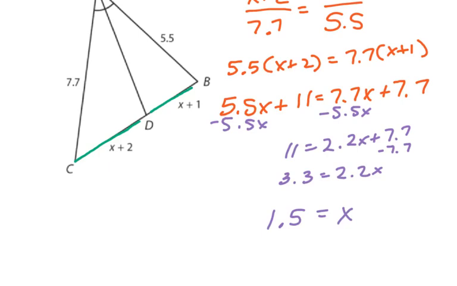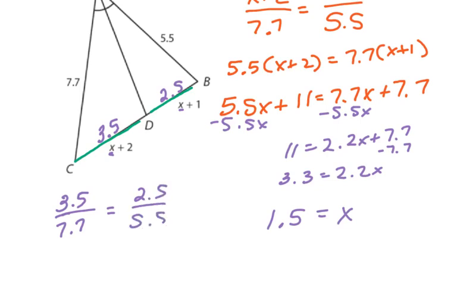So now that I know that x is equal to 1.5, I'm going to put it back in here for x. So 1.5 plus 2 is 3.5. And 1.5 plus 1 is 2.5. So I'm going to check 3.5 to 7.7 should be equal to 2.5 to 5.5 if I did this right.